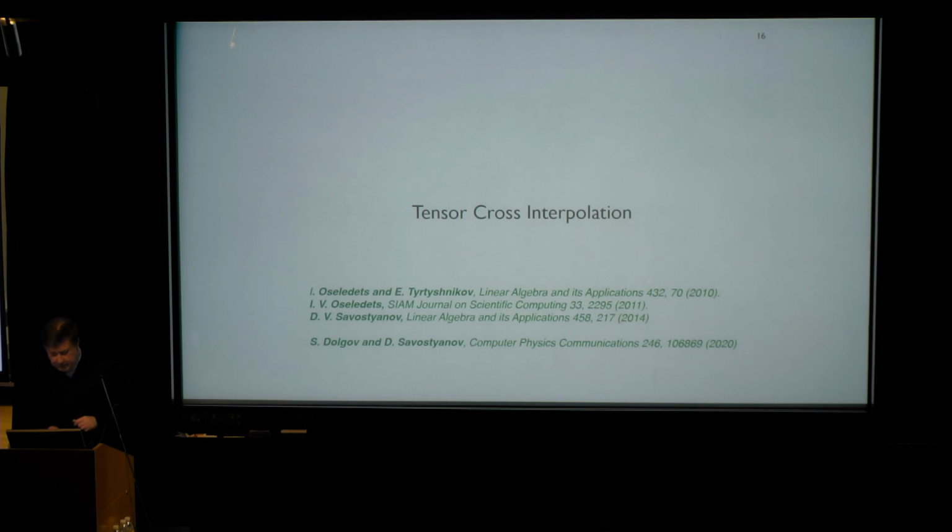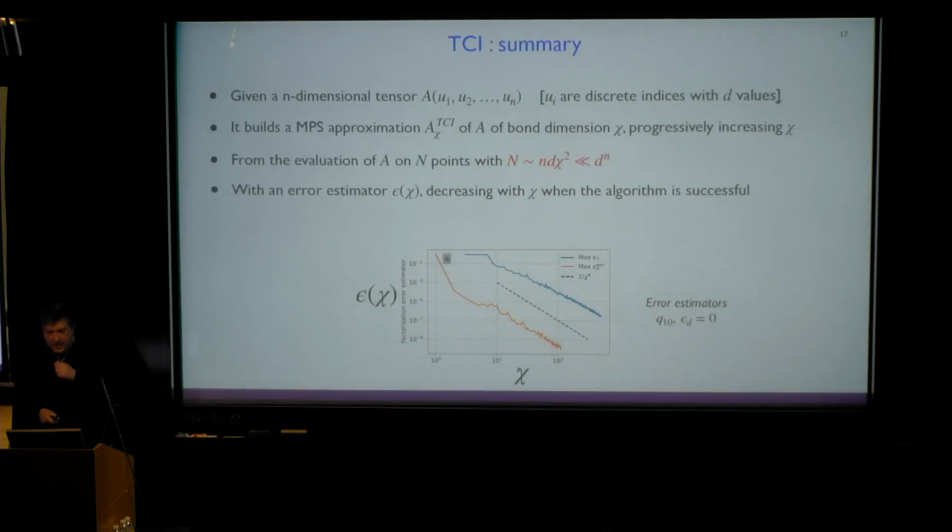So, tensor cross interpolation. The executive summary of the algorithm is the following. Give me a tensor A, which has a low rank, where u_i are discrete indices. The algorithm will build an MPS approximation, TCI, of rank chi, progressively by doing sweeps.